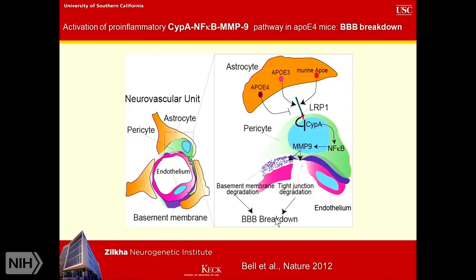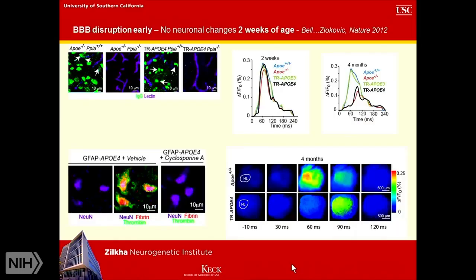So this is basically what we showed in mice that was published by Bob Bell, my former student, who is now in Pfizer. And we also showed that these changes happen very early. The blood-brain barrier changes, with uptake of, let's say, IgG here, or thrombin and fibrin in neurons, happen very early at 2 weeks of age, while neuronal activity, for example, cortical depolarization, is completely preserved and shows changes much later at 4 months of age.